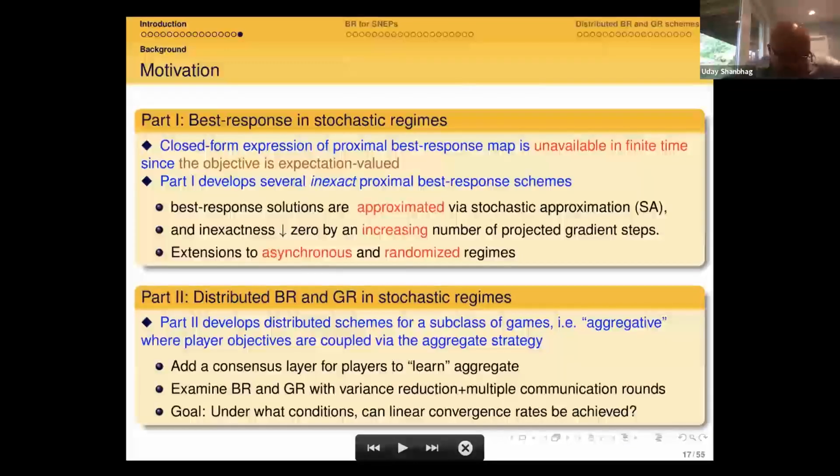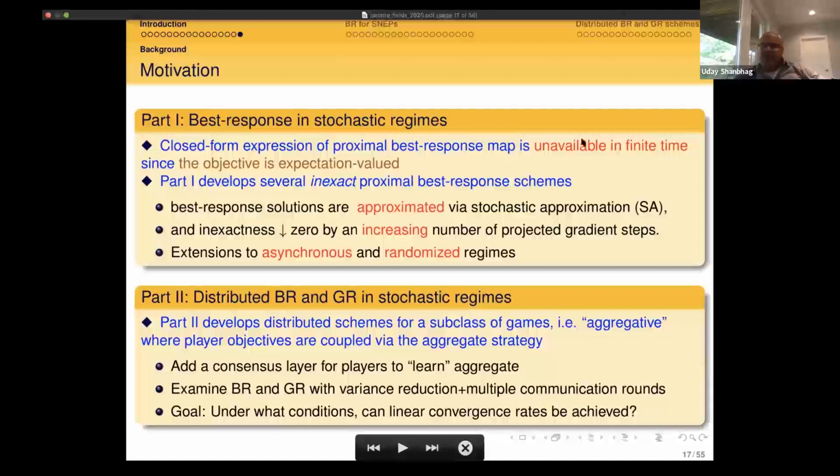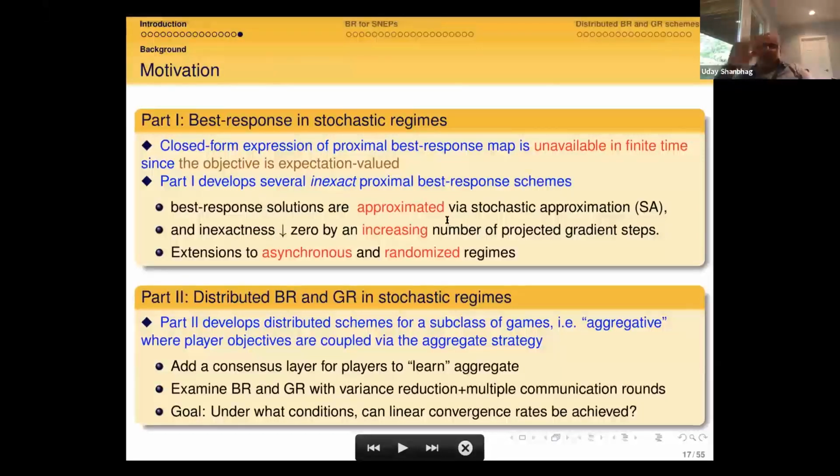So that brings us to the questions that we're going to be contending with today. I'll be looking at two sets of questions. The first is, we talked about gradient response in stochastic regimes, but it's unclear how to deal with best response. The reason is that closed form expressions for the proximal best response map are unavailable in finite time. So how do you deal with that? We don't have algorithms for that, and that's what motivated the first work that we're going to be presenting.